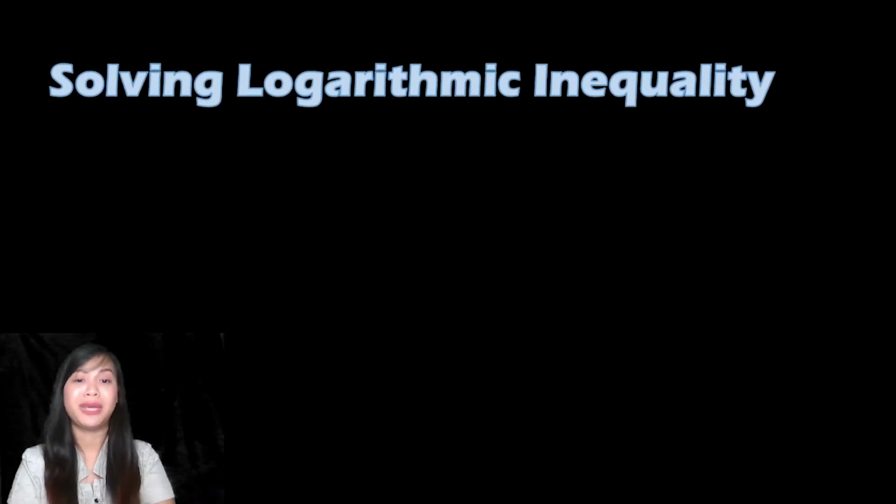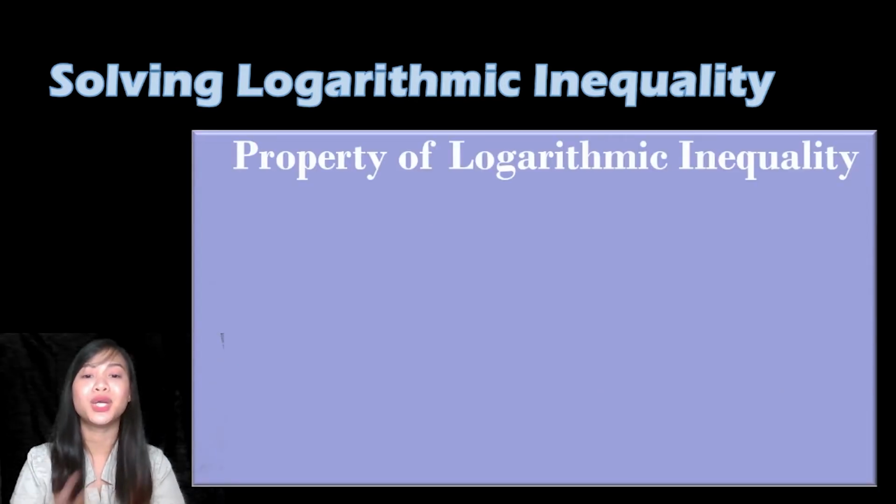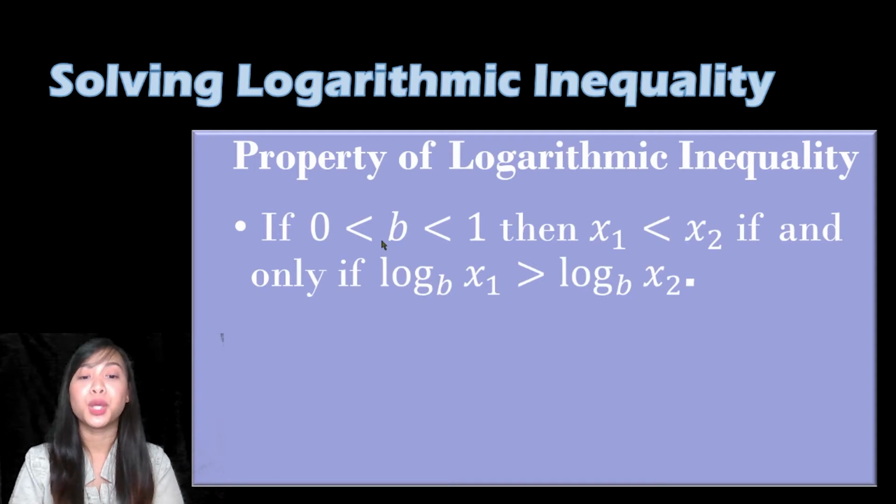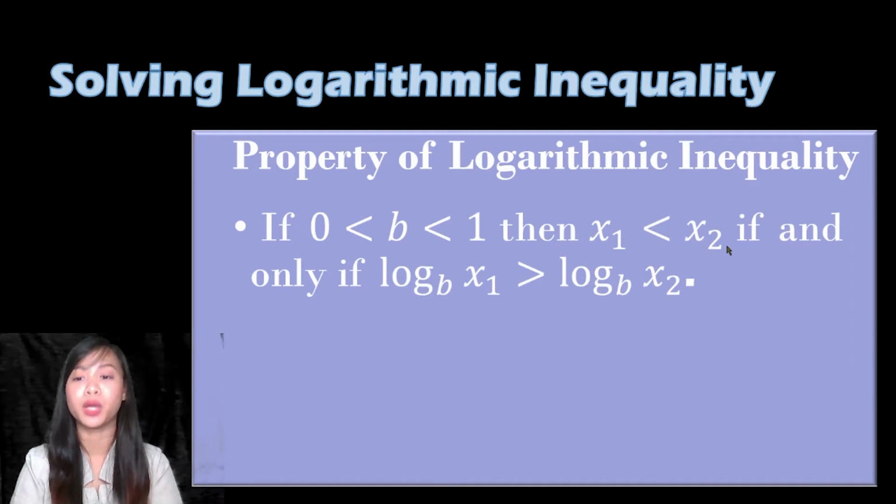Now, let's discuss how to solve the logarithmic inequality. In solving logarithmic inequalities, we need to consider this property. First, if b is greater than 0 and less than 1, then x sub 1 is less than x sub 2 if and only if log base b of x sub 1 is greater than log base b of x sub 2.